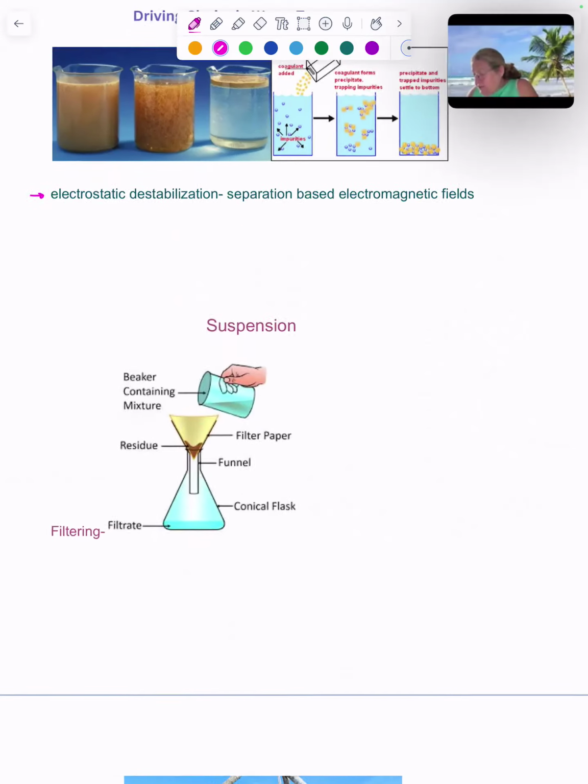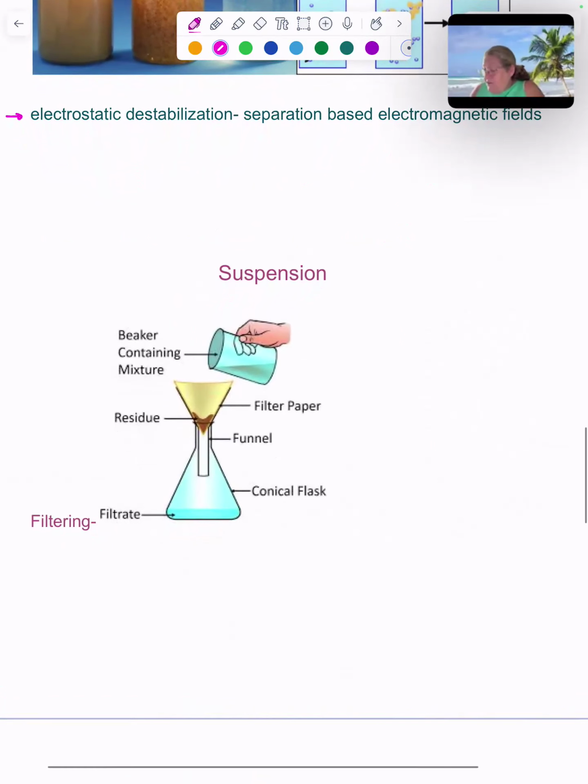When we do filtering, we're going to have a piece of filter paper, a funnel, and generally we're going to use an Erlenmeyer or a conical flask. We're going to stir up our suspension and pour it down into the filter paper. We're going to collect the residue, and what filters through is the filtrate. The filtrate's not always a pure solvent. We may have to do something else to separate out that filtrate, but these are the essential elements of how to filter.